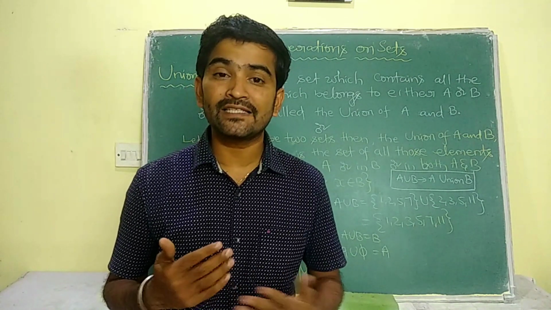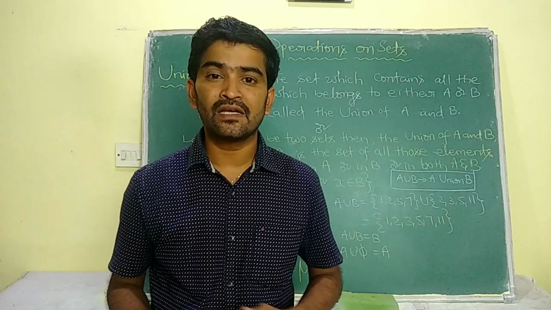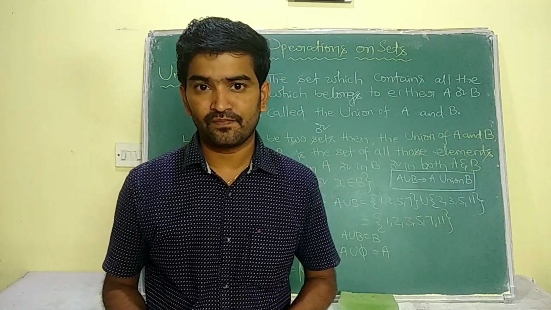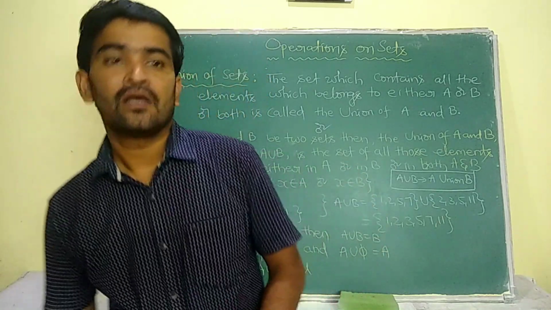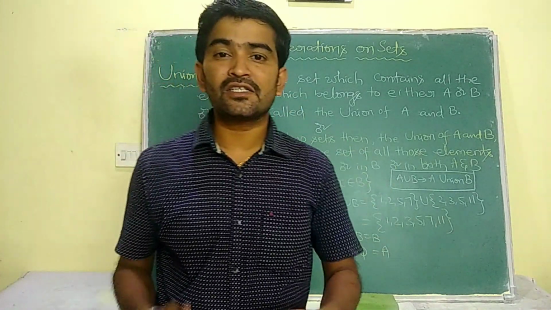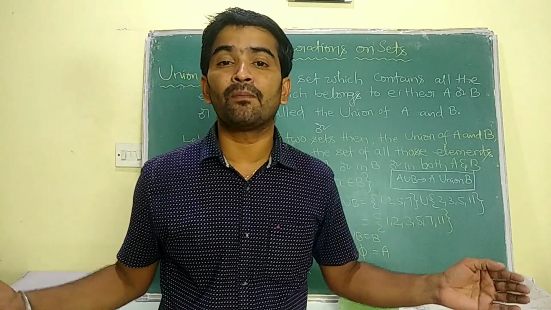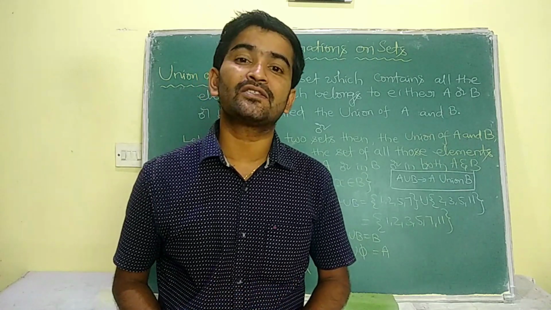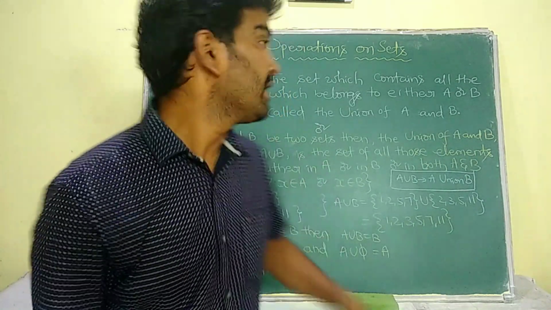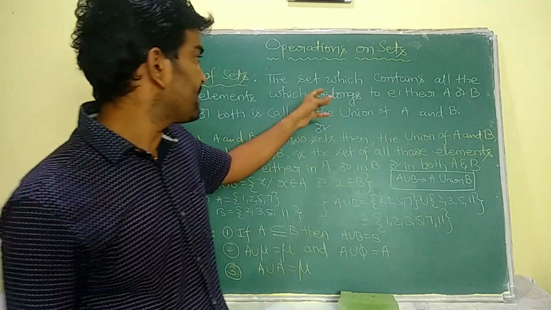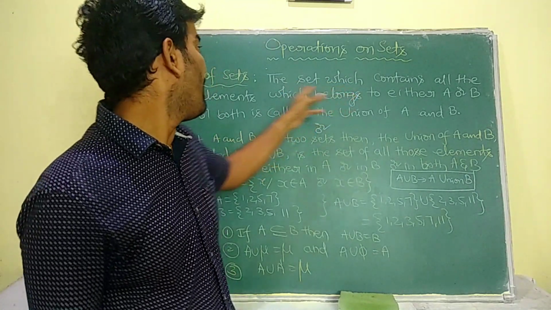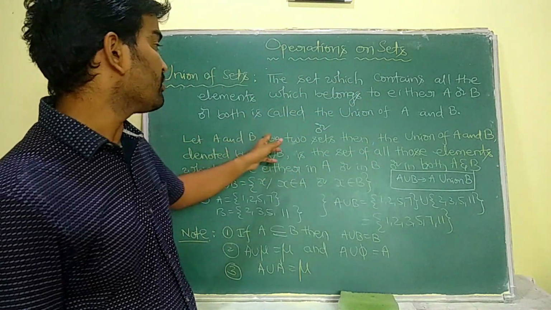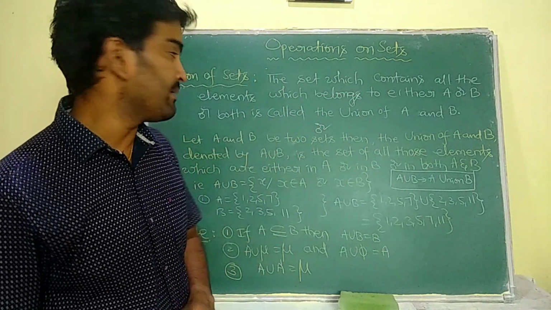In general, in English we know the word union. Union means the combination or togetherness of some people or some things. Here in these sets, union of sets means, let us suppose A and B are two sets. Then if I combine all the elements of A and B into a new set, then the newly formed set is known as the union of sets A and B. So, coming to the definition, the set which contains all the elements which belong to either A or B or both is called the union of sets A and B.